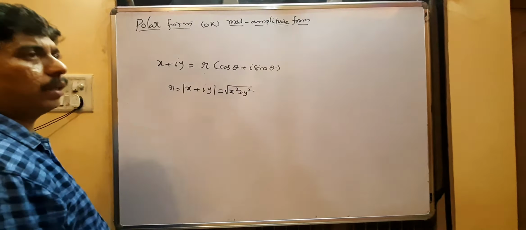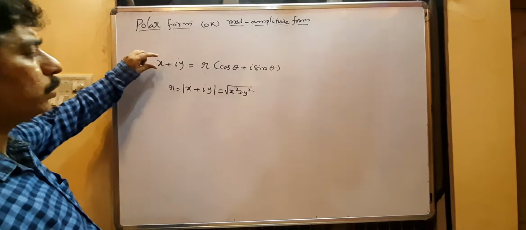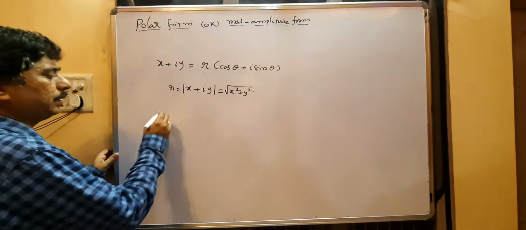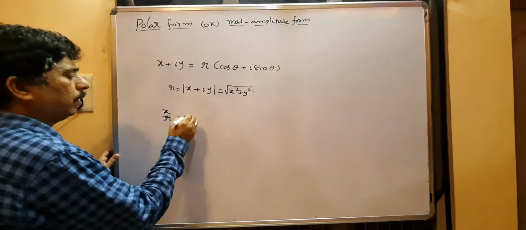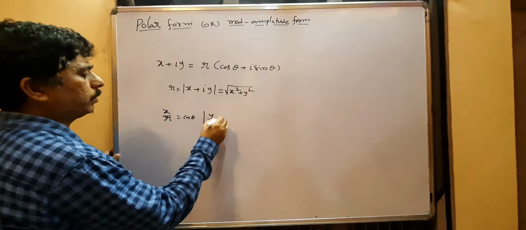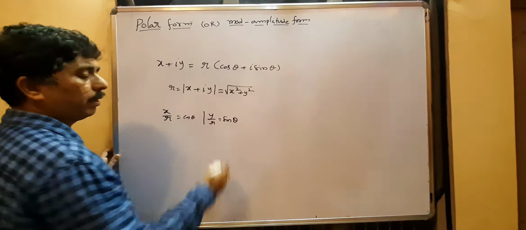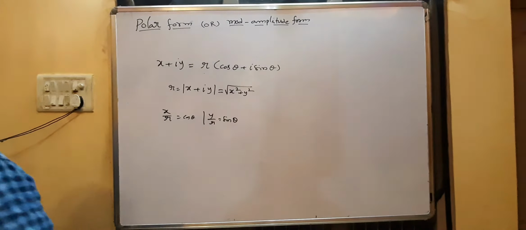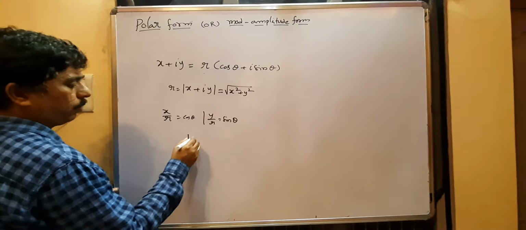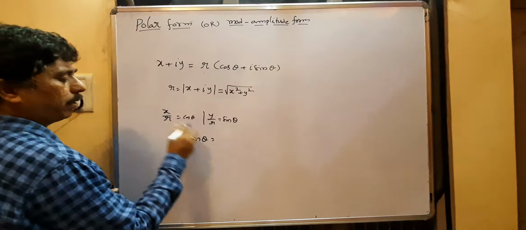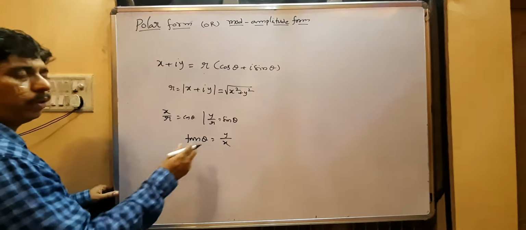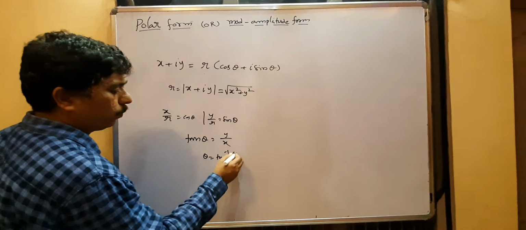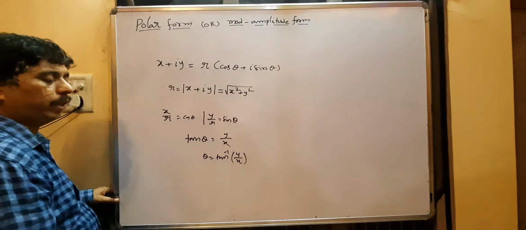Theta is called the principal amplitude of the complex number. That means x by r equals cos theta and y by r equals sin theta. Then what is the tan theta value? Tan theta means sin theta by cos theta, that is y by x, since the r's cancel. Then theta equals tan inverse of y by x.